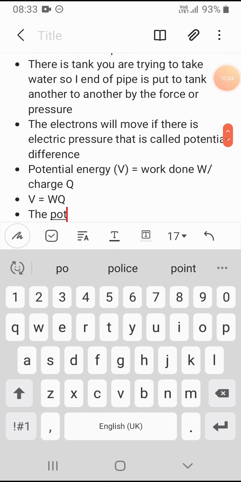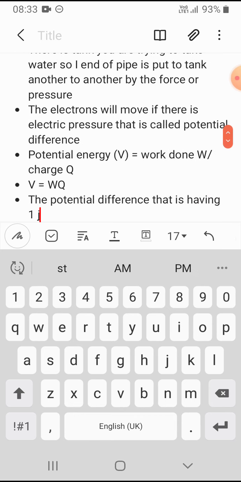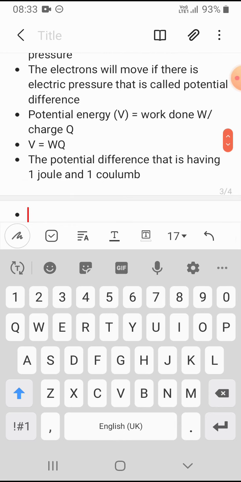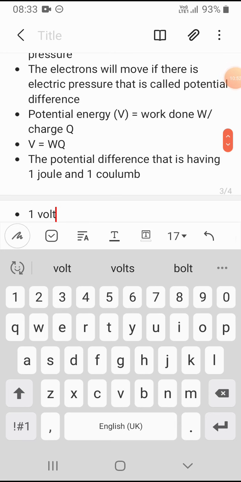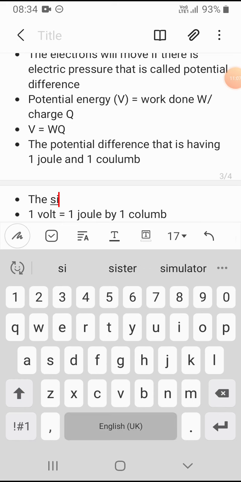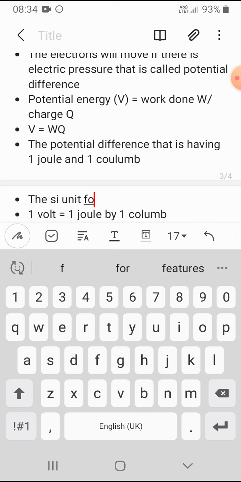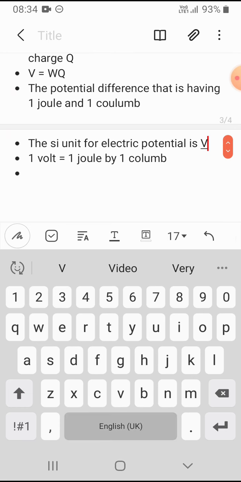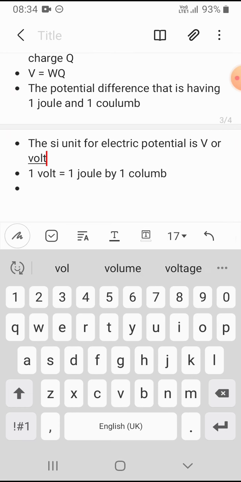Like that, the potential difference is defined with 1 joule and 1 coulomb: 1 volt is equal to 1 joule by 1 coulomb. Joule is the scientist who found that. The SI unit for electric potential is V, or volt.